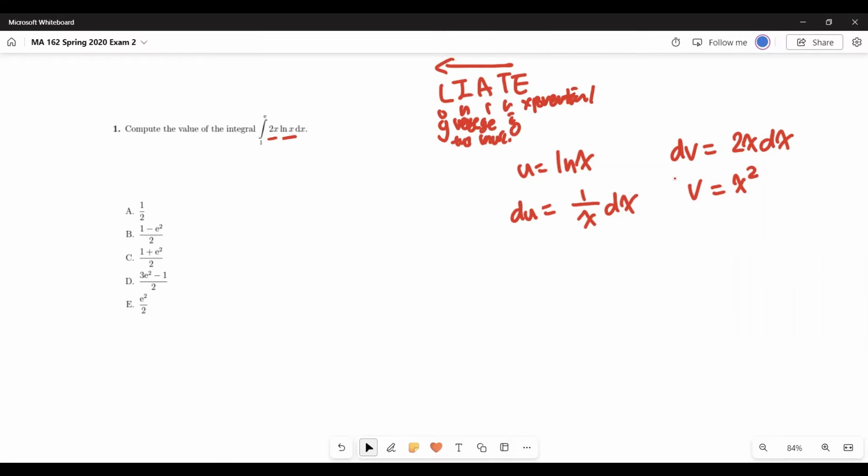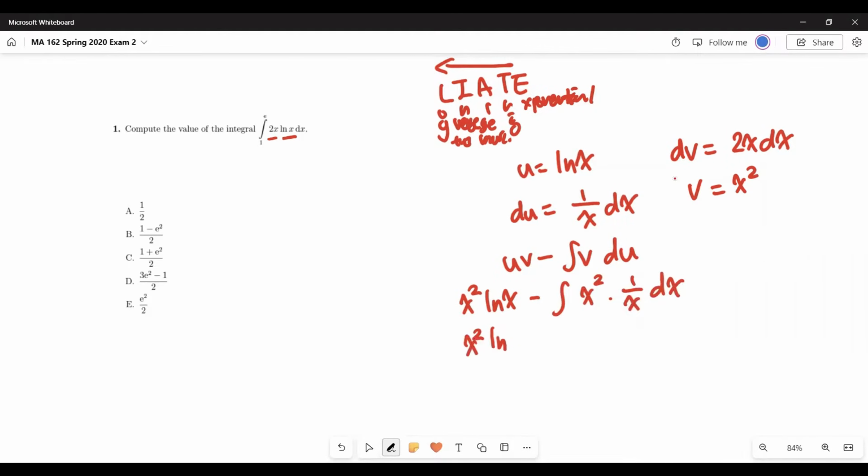Okay, we have that, and then you use the uv minus integral of v du formula to integrate this thing. So u is ln x, and v is x squared: x squared ln x minus the integral of x squared times 1 over x dx. So this becomes x squared ln x minus the integral of x dx. So this just becomes x squared ln x minus x squared over 2, integrating from 1 to e.